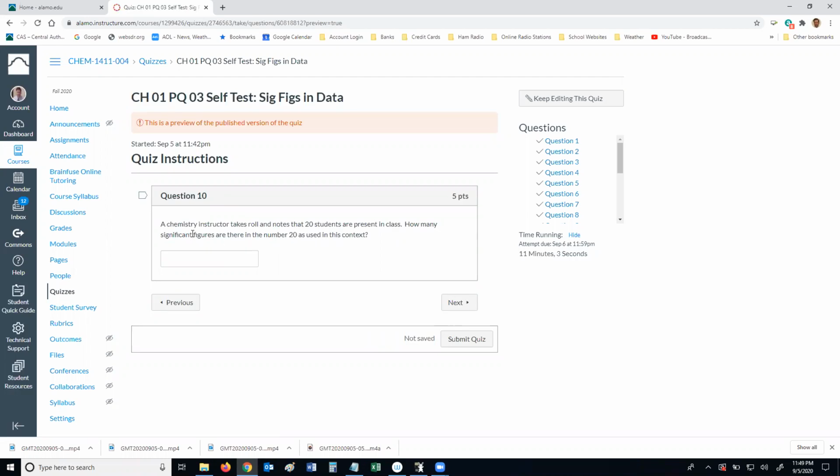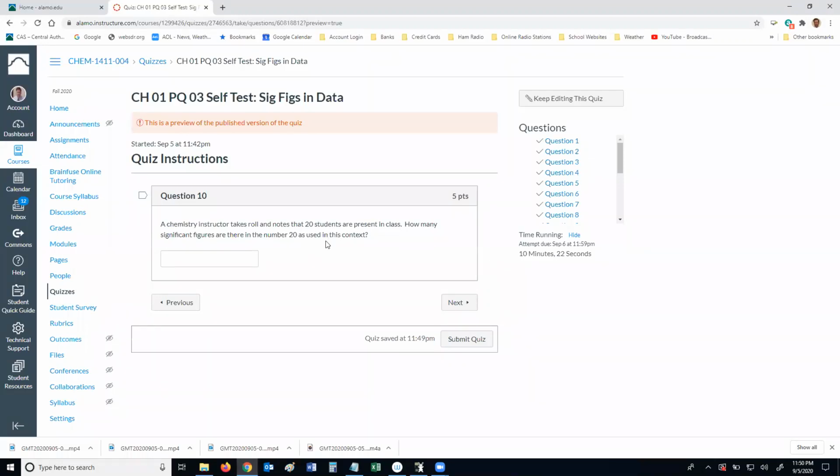Question 10. A chemistry instructor takes roll and notes that 20 students are present in class. How many significant figures are there in the number 20 as used in this context? Now, a common wrong answer here is indeterminate because the number ends with a 0 and no decimal point is shown. And if this was a measure of like 20 inches of string or 20 milliliters of water, then it would be indeterminate. Okay, a measurement ending with a 0, 1 or more zeros and no decimal point would be indeterminate. But this is a count of discrete objects.